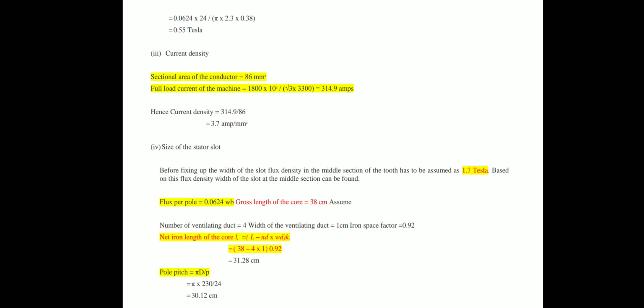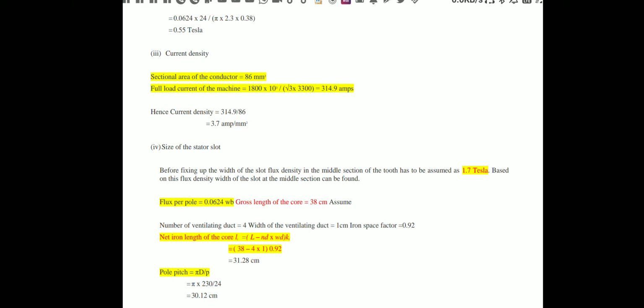Now for the third point, which is current density. Sectional area of the conductor is equal to 86 mm square. Full load current on the machine is equal to 1800 into 10 raised to power 3 upon root 3 into 3300 is equal to 314.9 amperes. Hence current density is equal to 314.9 upon 86, which is coming to be 3.7 ampere per mm square.